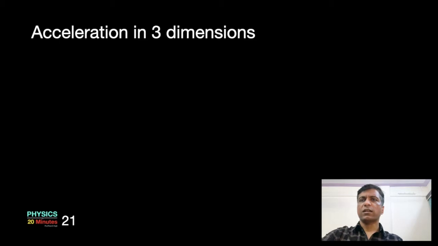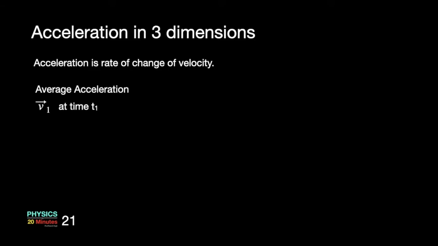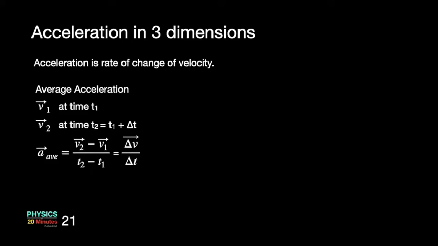How do we assess the acceleration in 3 dimensions? Just like displacement and velocity, even acceleration exists in 3-dimensional motion. How do we assess it? We have learned that acceleration is the rate of change of velocity. We can see what average acceleration is. If v1 is the velocity at time t1, and v2 is the velocity at time t2, which is after an interval delta t from t1, then the average acceleration vector can be written as vector v2 minus vector v1 upon t2 minus t1, which is vector delta v upon delta t.